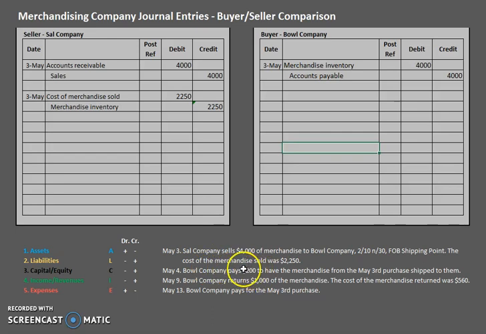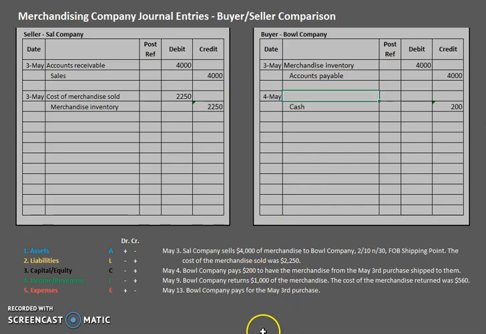So let's deal with the easiest part. Pays $200. What happens when we pay $200? What are we giving up? That would be cash. What type of account is cash? An asset. So to decrease that asset, we credit cash. Okay, the second part of that, we have to record the freight.